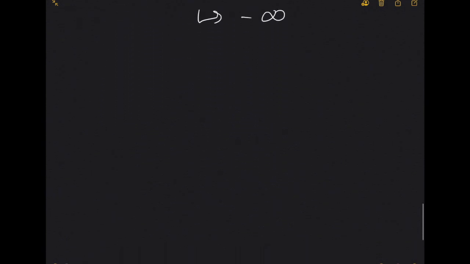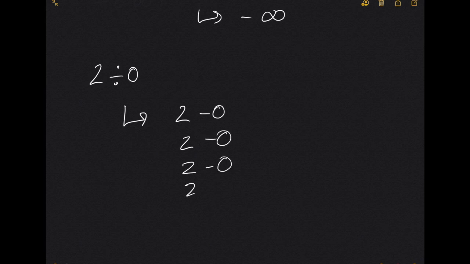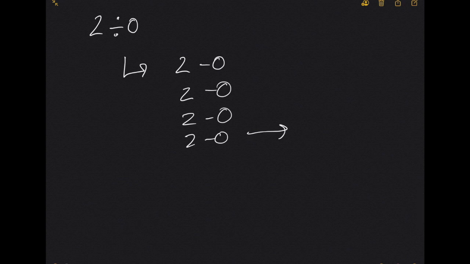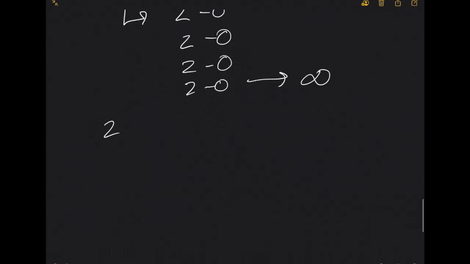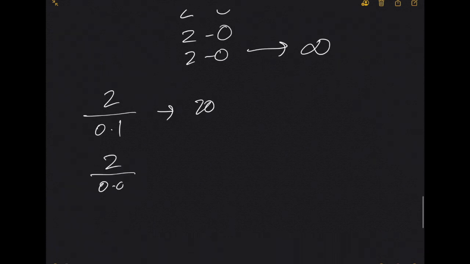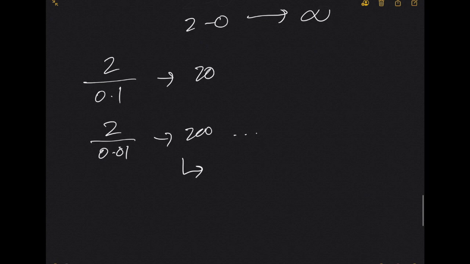But this now brings in a second argument. It makes us think a little bit, because what would be 2 divided by 0? Well, of course, we can use the same argument we had before. 2 minus 0 equals 2. Minus 0 equals 2. Minus 0 equals 2. So, again, we would expect that this would tend towards infinity. Likewise, 2 divided by 0.1 would equal 20, and we can go further, 2 divided by 0.01 equals 200, etc. So, would this not also mean that 2 divided by 0 would tend towards infinity?